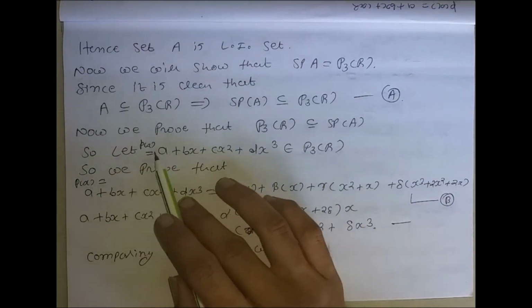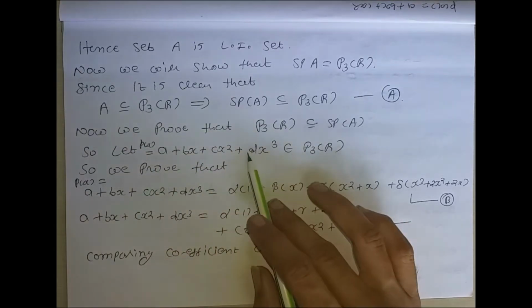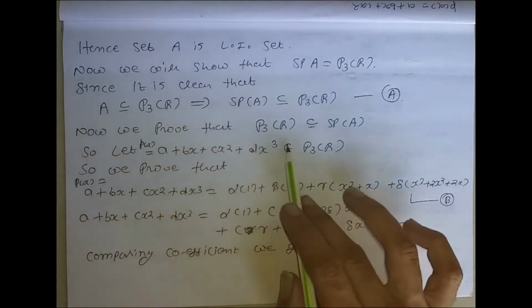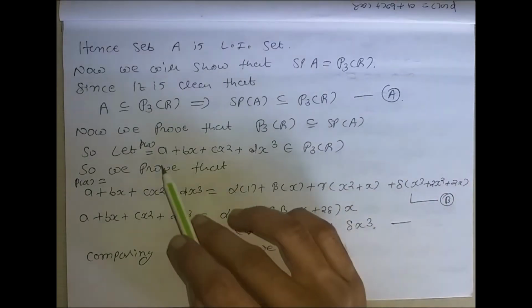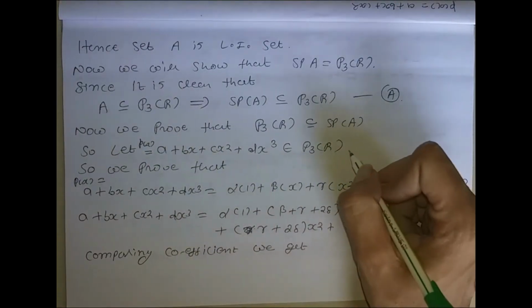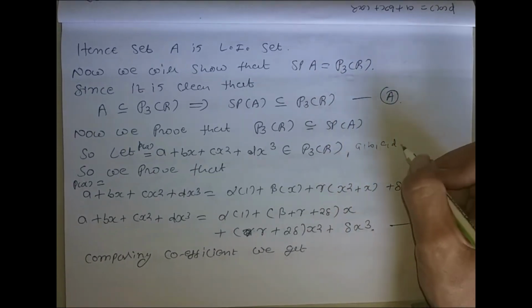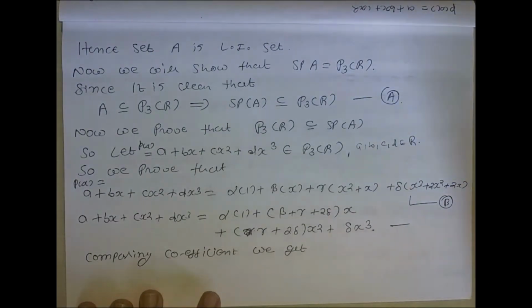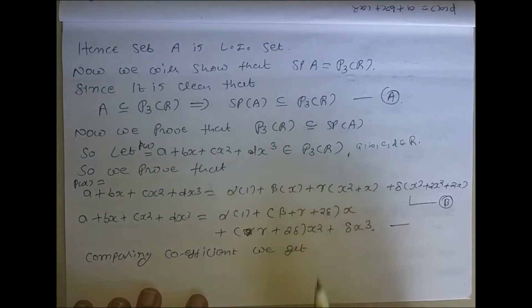For that, let us consider the polynomial p(x) = a + bx + cx² + dx³ belonging to P3R. We have considered the general form of a 3-degree polynomial in variable x with real coefficients, where a, b, c, d belong to R, because the coefficients are from the set R. So we consider a general polynomial of degree 3 belonging to P3R.